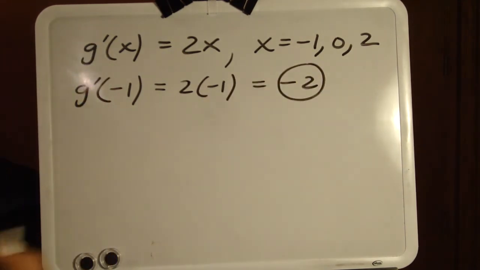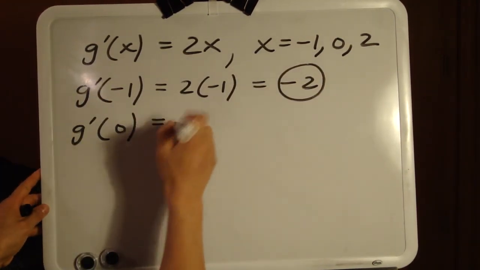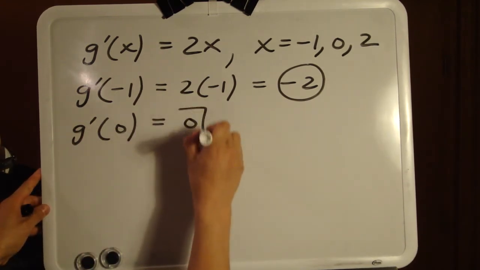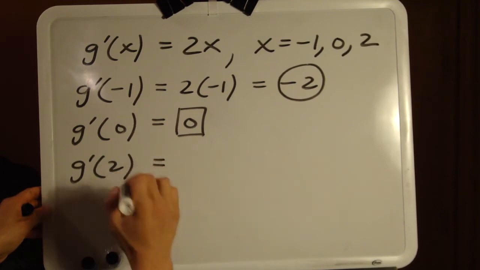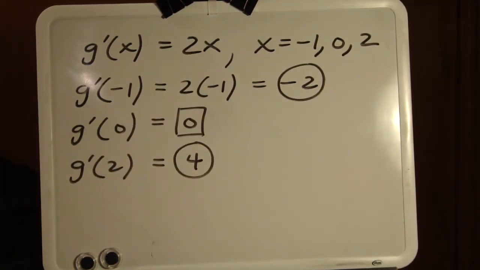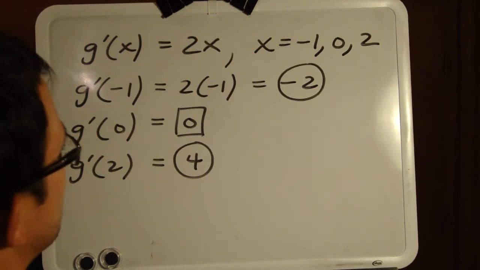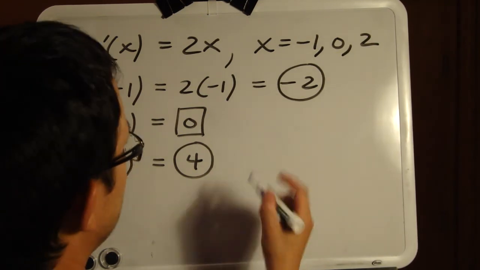So the first one you get is -2, and then g prime of 0 is going to equal 2 times 0, so that's just 0. And then lastly, g prime at 2, this is going to be double 2, or 4. So the big thing is, this is just a calculation, but these numbers here indicate the slope of the tangent line at these different locations.